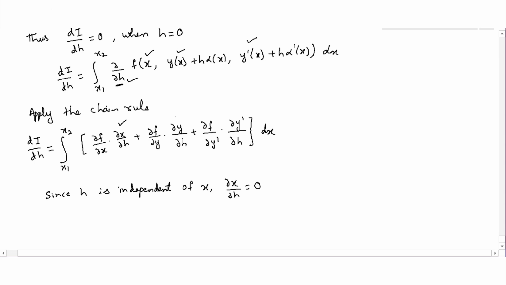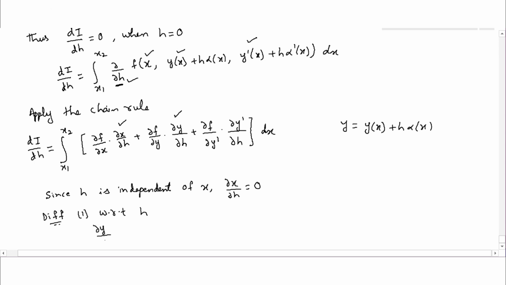Now the next value I need to obtain is the value of dou y by dou h. What will be this particular value of dou y by dou h? We have the value of y from equation number 1, so we'll differentiate equation number 1. You can remember that equation 1 is nothing but y is equal to y of x plus h into alpha of x. This is the equation number 1 I have obtained. Now I differentiate that equation number 1 with respect to h.